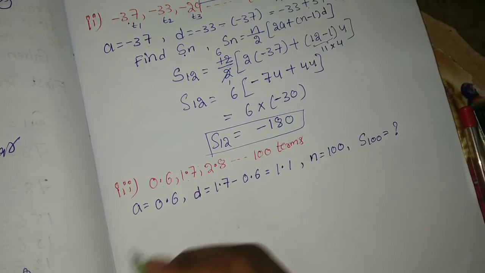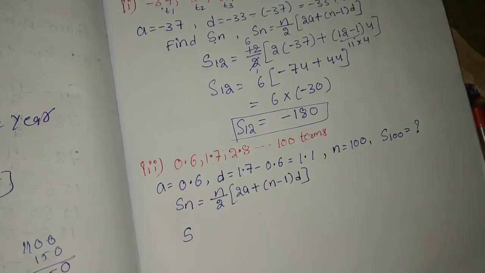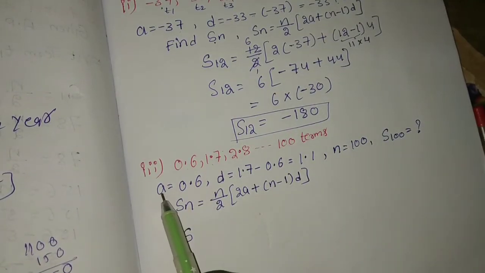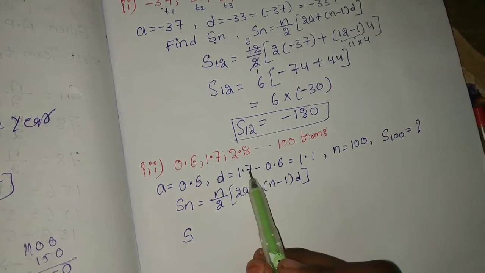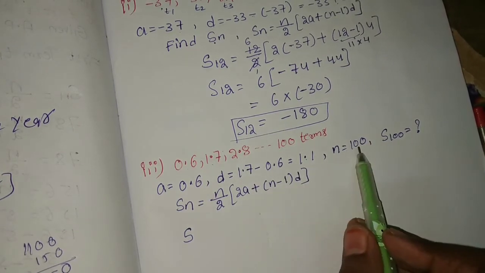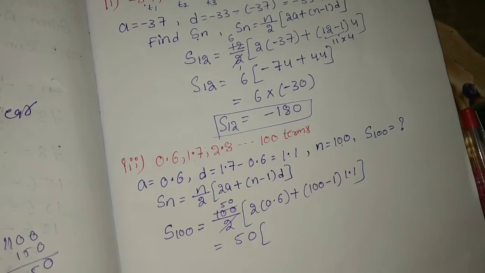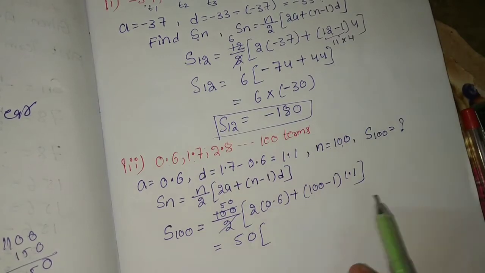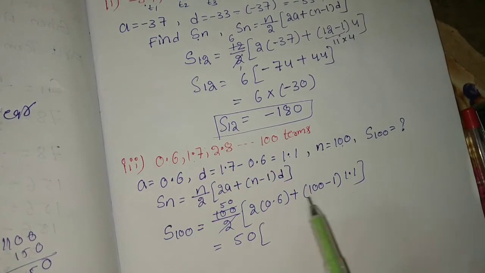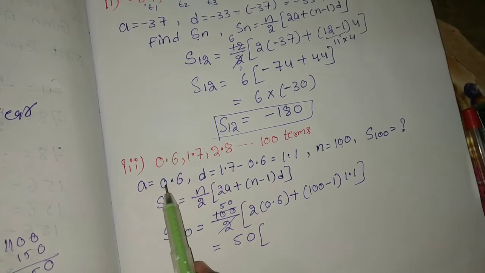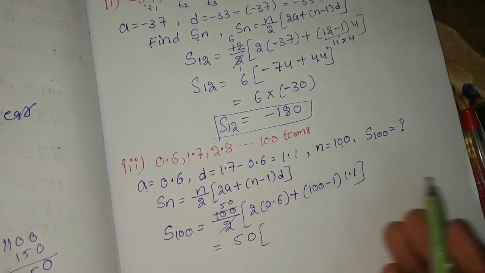So you have to write the formula. Now we have to substitute these values. A is equal to 0.6, D is equal to 1.1 and N is equal to 100. What we get? See here. Do you understand this step? Nothing we are doing here, I am just substituting A, D and N, that's all.